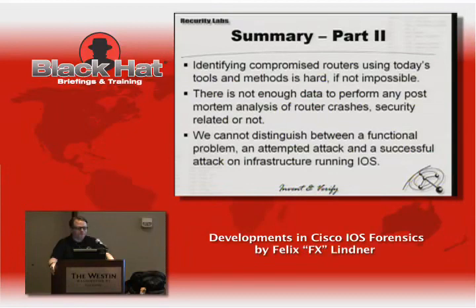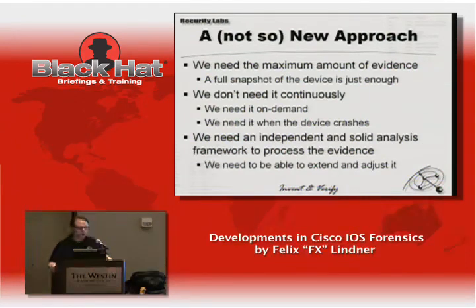So to sum it up, identifying a compromised router with today's tools is essentially impossible. There's just not enough data to perform postmortem analysis on router crashes, and it doesn't really matter if it's security related or not. And we can't distinguish between a functional fault, which is unfortunately very, very common, an attempted attack, or even a successful attack on iOS boxes. So we just don't know. Which brings me to our idea how to solve that problem.